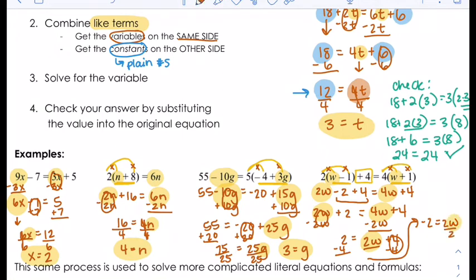Last, I'm going to divide by 2 on both sides. Negative 2 divided by 2 is negative 1 equals 2 divided by 2 is 1, leaving me with W. So W is equal to negative 1.